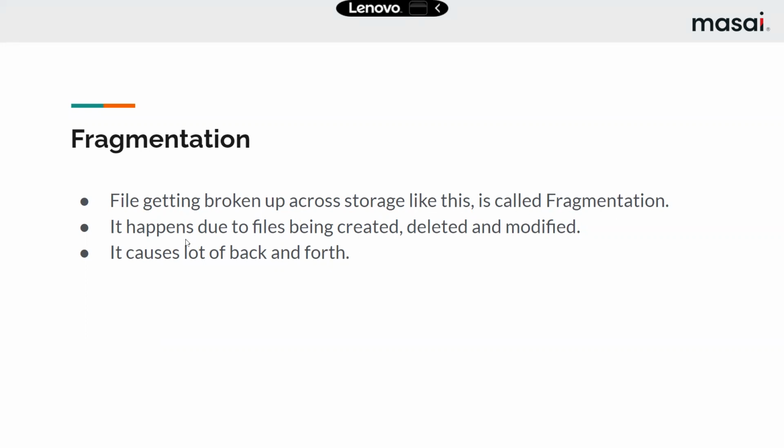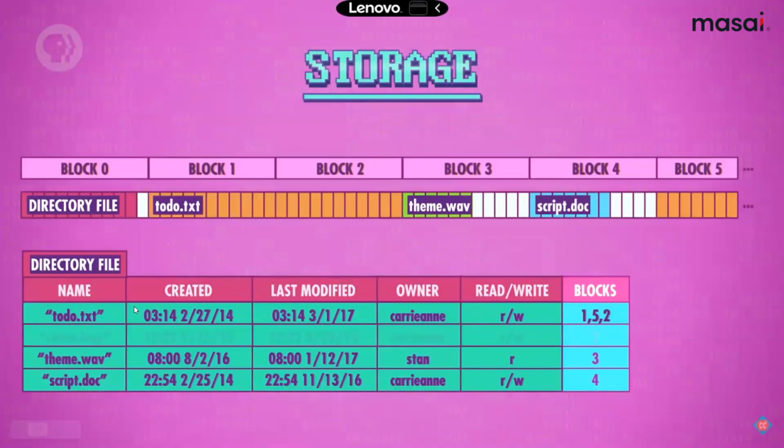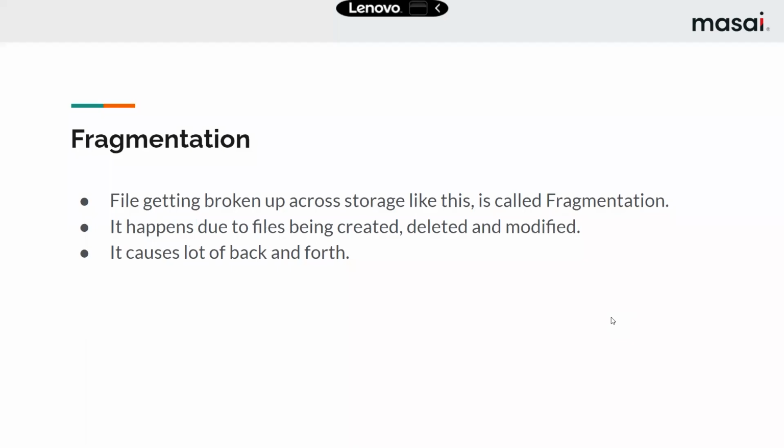And why does it happen? It happens due to files being created, deleted, and modified. Suppose you have created some part, you have deleted some part. In that case, this situation arises where your data is present in many locations, not just 152. It could be 152, 100, 500, 2000, 3000, 4000, and it keeps on increasing. So this is the situation where one file's data is present in multiple locations.